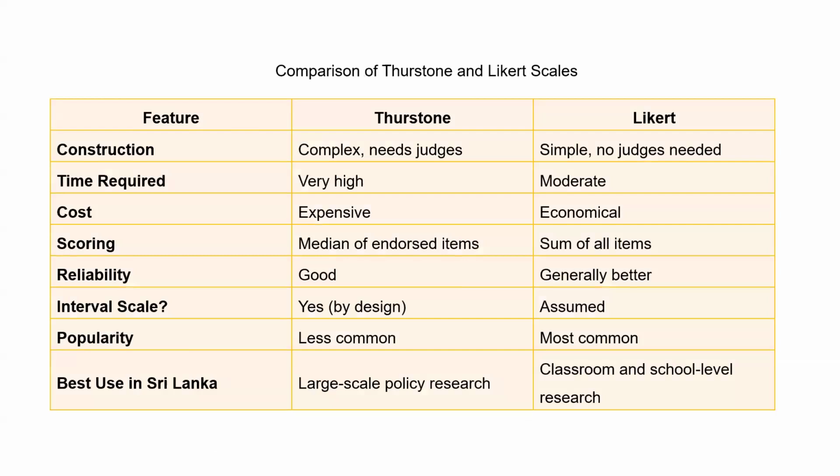Here I have compared both the Likert scale and the Thurstone scale. For construction, the Thurstone scale needs judges. We have to generate more than 100 statements and select from them. But with the Likert scale, we can generate 20 or 25 or 30 statements. Time requirement: very high for Thurstone, moderate for Likert.